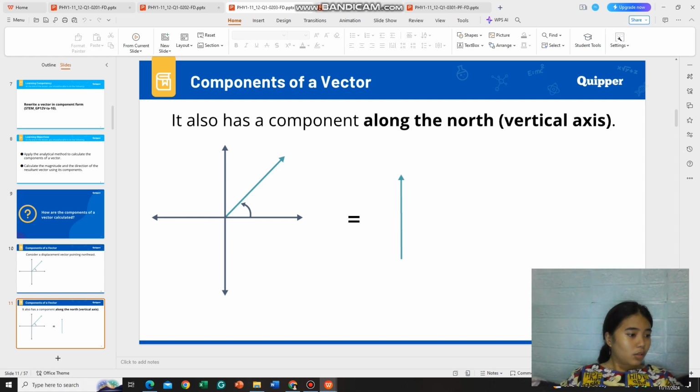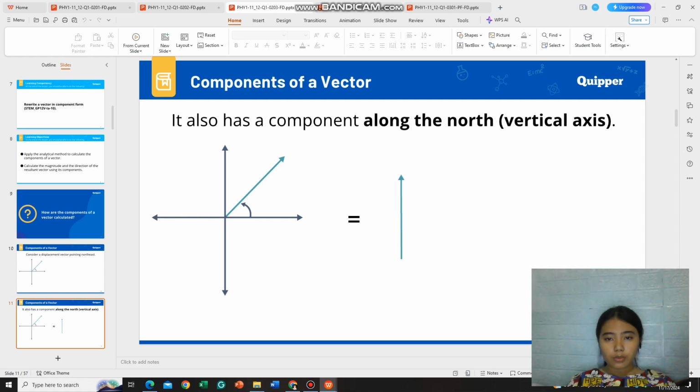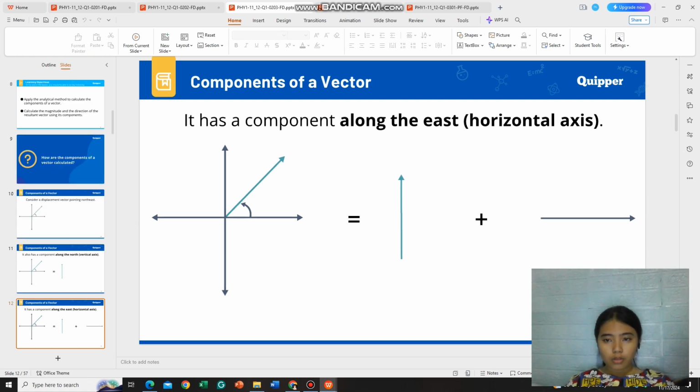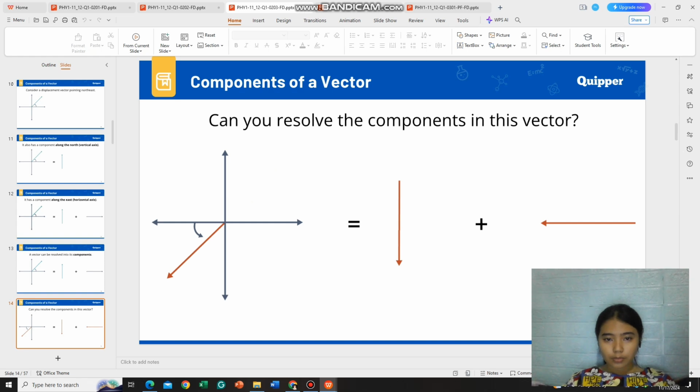Next, the vertical component is done, so now we go to the horizontal. Okay? Horizontal, so it lies flat. By that, we can form a triangle.